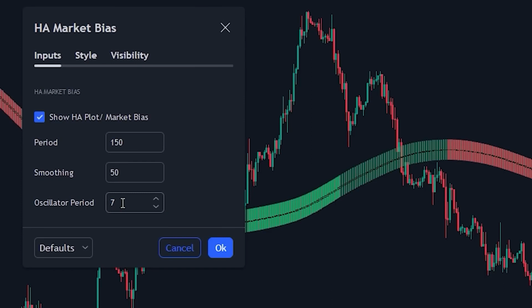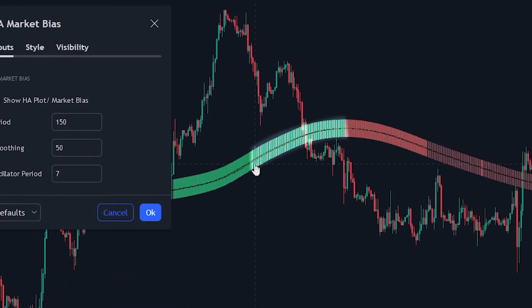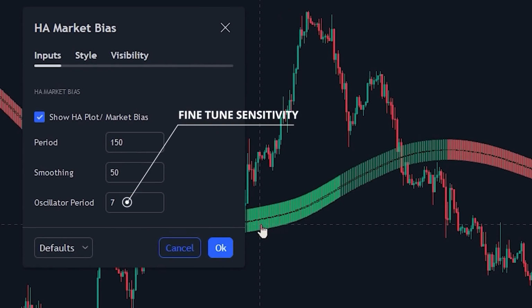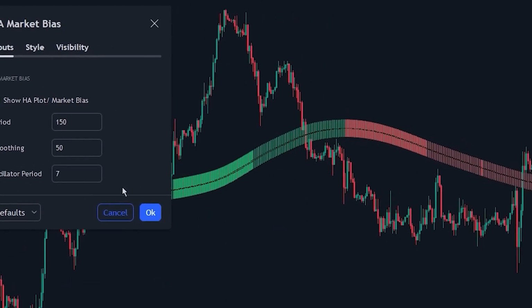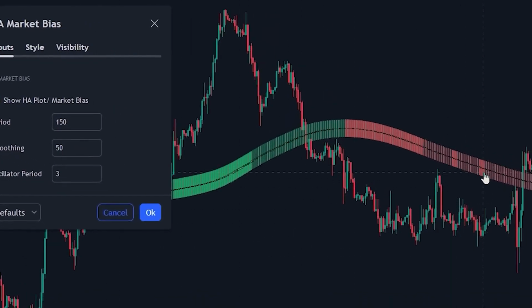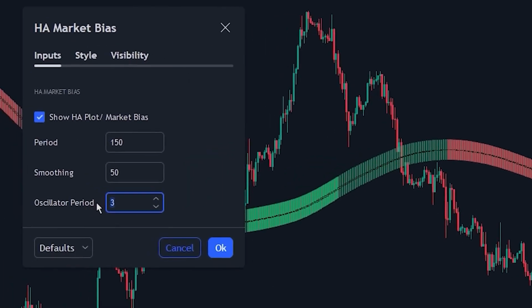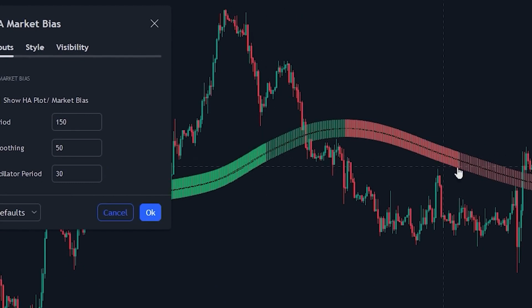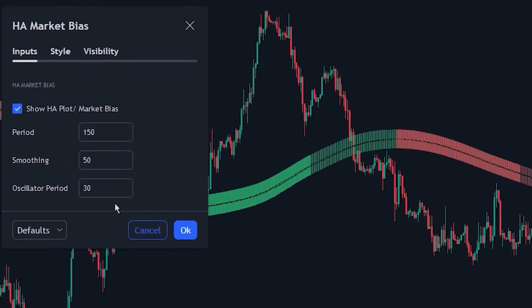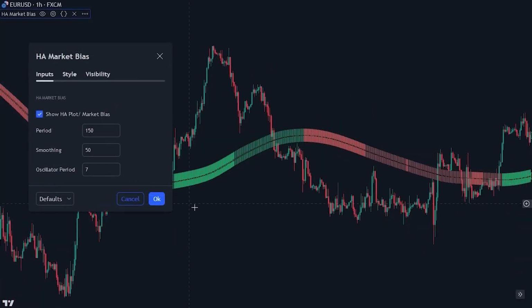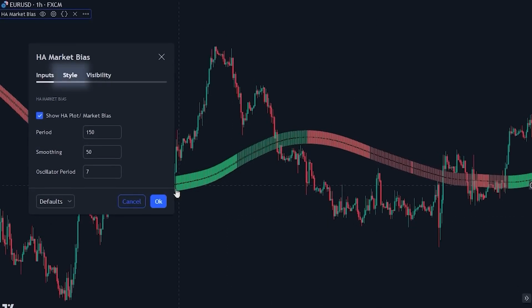The oscillator period determines the length over which the indicator calculates the oscillating values, which indicate the strength of the trend. By adjusting the oscillator period, traders can fine-tune the sensitivity of the indicator to market fluctuations. A shorter oscillator period, such as 3, will generate more frequent signals and respond quickly to price changes. Conversely, a longer oscillator period, such as 30, would provide smoother and less frequent signals, capturing broader market trends. Since we are looking for a middle ground, we will be keeping the oscillator value at its default value of 7. Now that we have properly configured the input settings, let's navigate to the style settings.